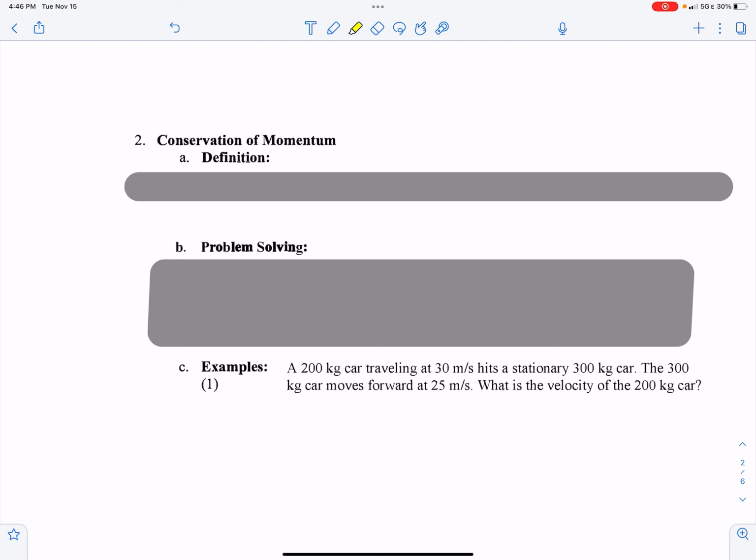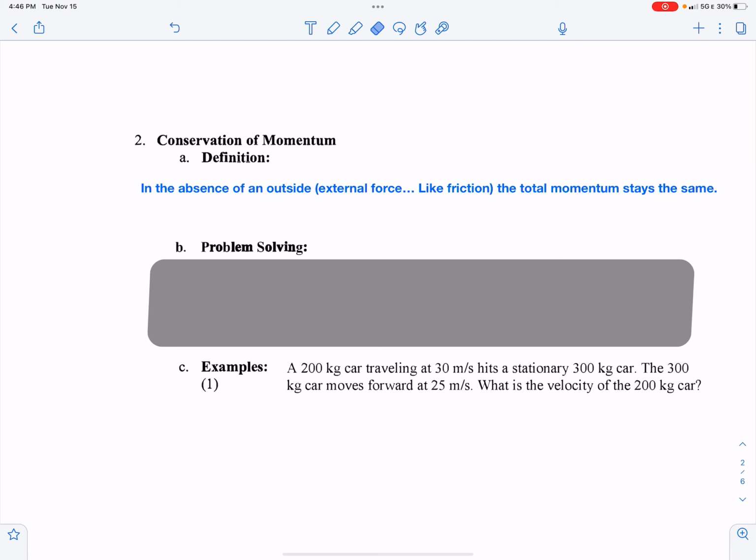Part 2, conservation of momentum. Well, we can define it as total momentum remaining the same. Now, it's only remaining the same, of course, in the absence of an outside force. So in other words, if something's moving and there's no friction acting on it, well, then it's going to stay moving at the same constant speed. And if it has the same constant speed, same mass, it's going to have this same momentum. Momentum's going to stay the same.